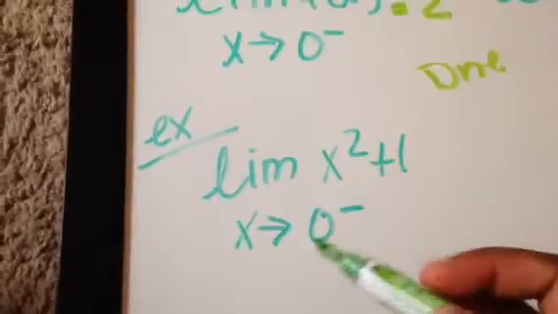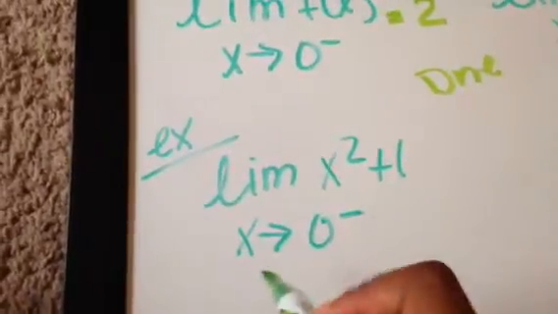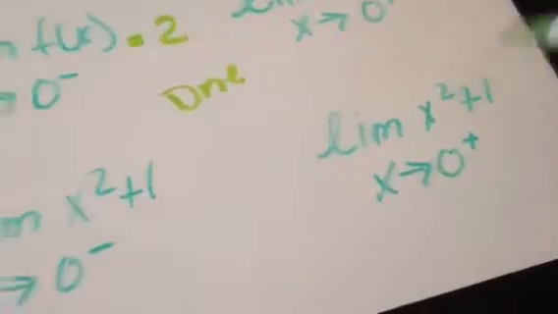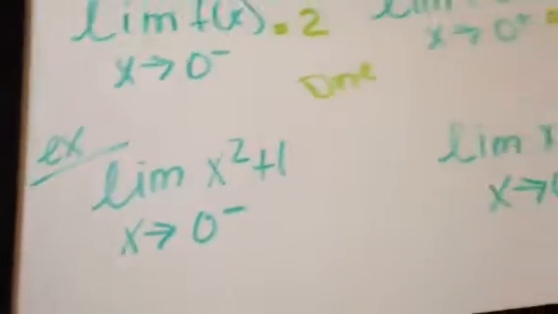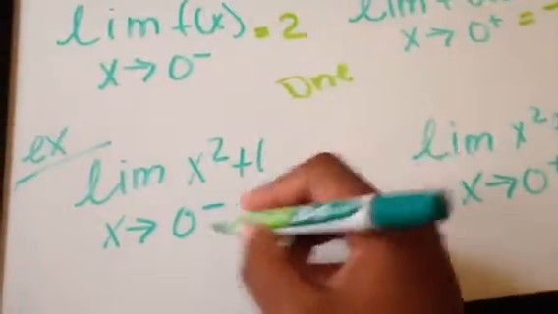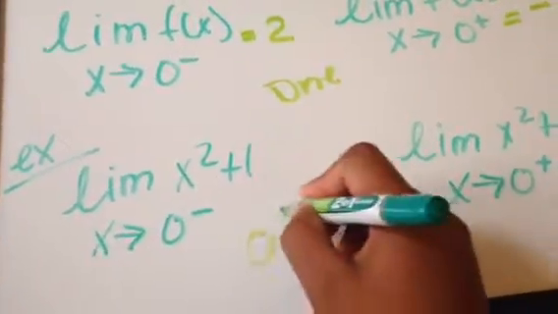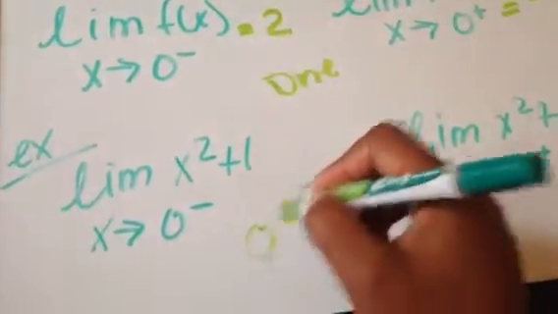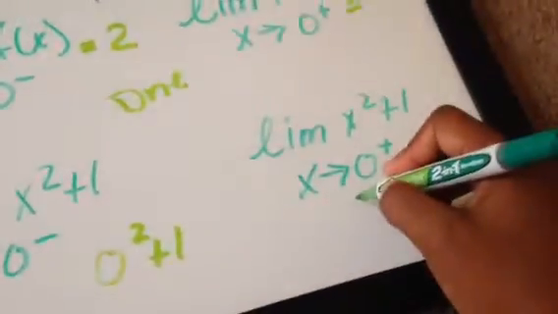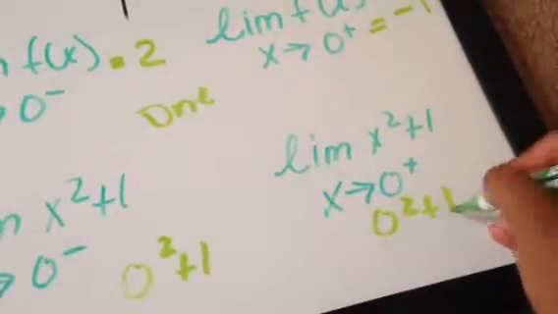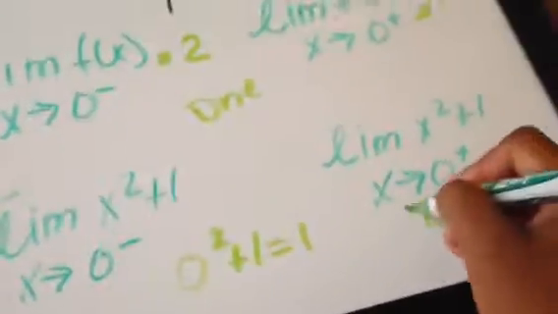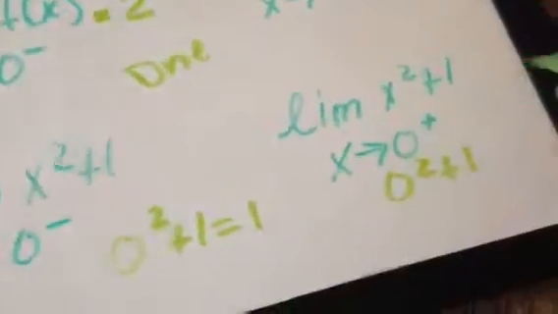So with our other example, we have the limit of x squared plus 1 as x approaches 0 from the negative side, and here we have x approaches 0 from the positive side. In order to find if this limit exists, we then have to plug in 0 as our x. So we have 0 squared plus 1, and we have 0 squared plus 1, and this is equal to 1, as well as this is equal to 1.